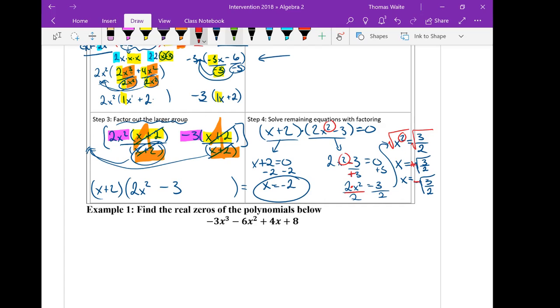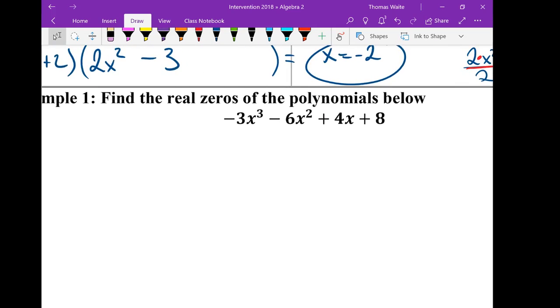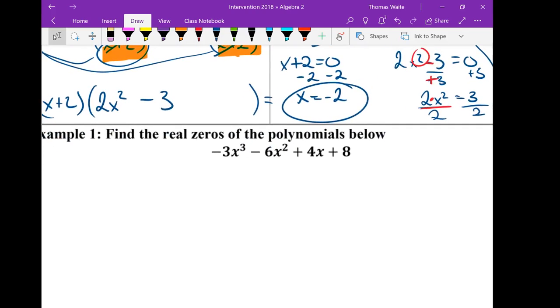So what I want us to do down here for this example, I'm going to get us started on it, and then later I'll release us to practice it, and then we'll come back and check it out. Again, step 1, we just want to group terms that have some common factors. So I usually just group the first 2 and the last 2. I'm going to rewrite them here. Negative 3x cubed minus 6x squared. That's one group. Another group is 4x plus 8.